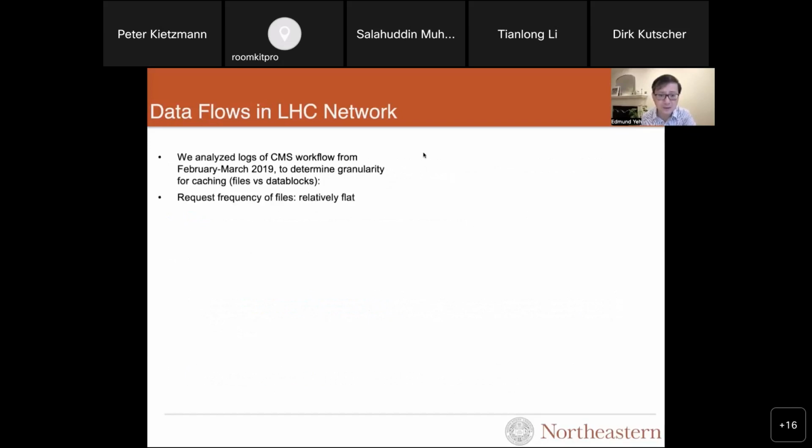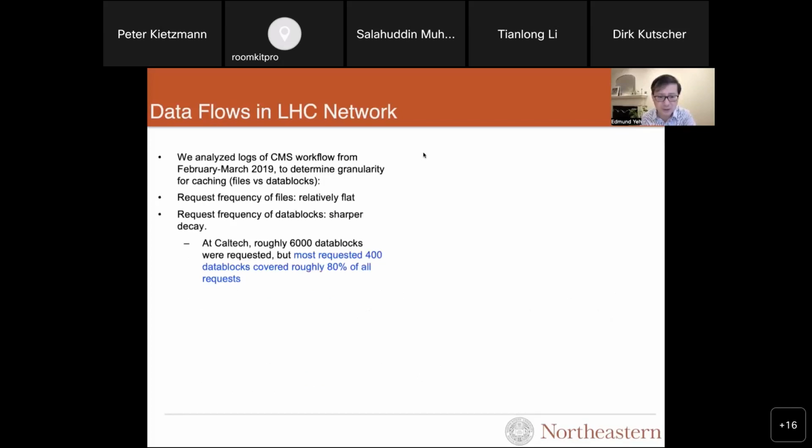Next, we look at data flows in the LHC network. We analyzed logs of CMS workflow from March 2019 to determine the granularity that we need for caching. When we looked at the request frequency for files, they were relatively flat. However, when we looked at request frequency for data blocks, we saw a sharper decay.